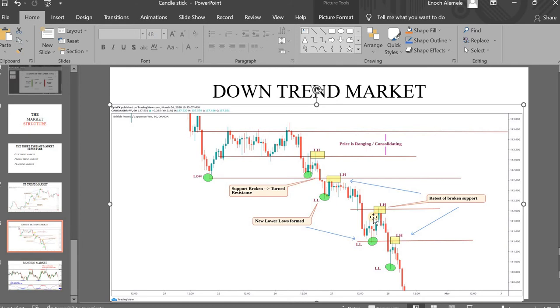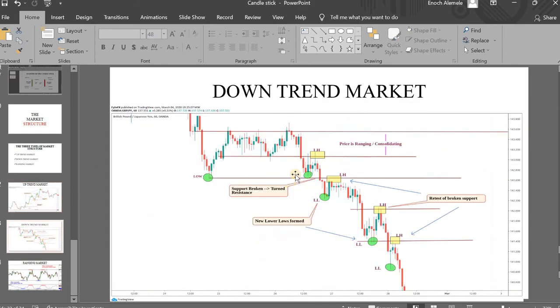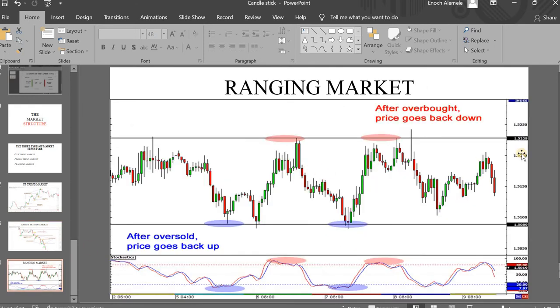Okay, so in an uptrend, I said you will only be looking for a buying opportunity. In an uptrend, you look for a buying opportunity, and then in a downtrend, you look for a selling opportunity. You sell in a downtrend. Okay, then the next one I want to talk about is the ranging market. When we say ranging market, it means that the price is trapped within a range.